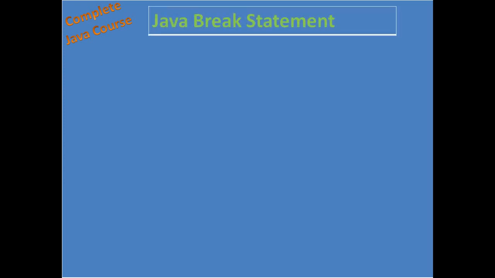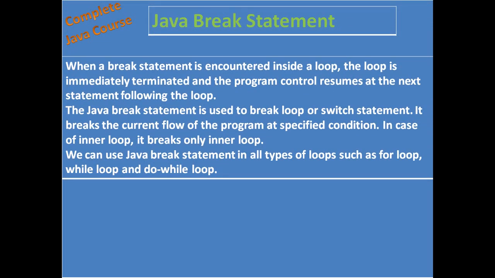Java break statement. So what is a Java break statement? When a break statement is encountered inside a loop, the loop is immediately terminated and the program control resumes at the next statement following the loop. The Java break statement is used to break a loop or switch statement. It breaks the current flow of the program at a specified condition.